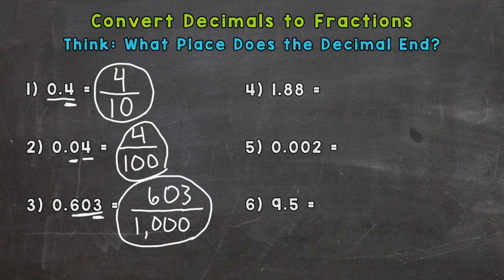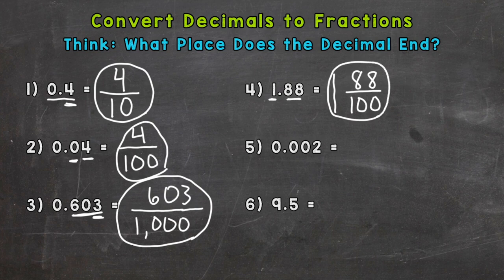Number 4, we are going to have a mixed number, so a whole number and a fraction. So our whole number is going to be this 1. And then we have 88 hundredths. So the decimal ends in the hundredths place. So we have 100 as the denominator. And the number to the right of the decimal is 88. So 1 and 88 hundredths.